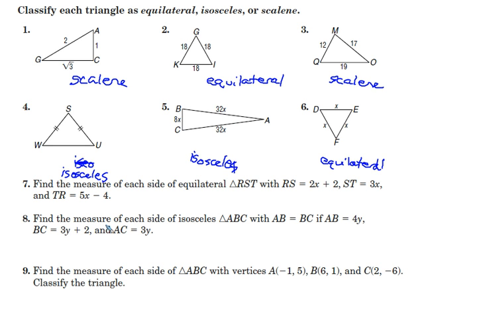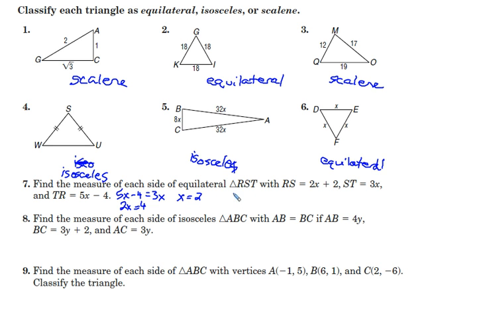We don't have a picture to work with, but it says find the measure of each side of equilateral triangle RST with RS equal to x plus 2, ST is 3x, and TR is 5x minus 4. Since we know this is equilateral, we can take any two of these expressions and set them equal to each other and solve for x. So, let's take 5x minus 4 and set that equal to 3x. I'm going to subtract 3x from both sides to get 2x. I'm going to add 4 to both sides to get 4. And now I know that x is 2.